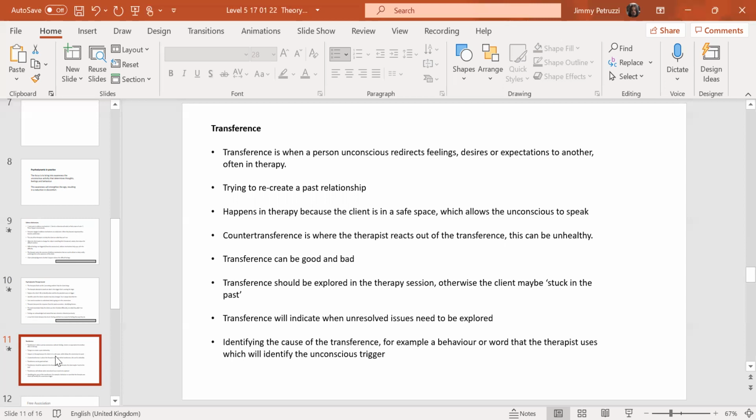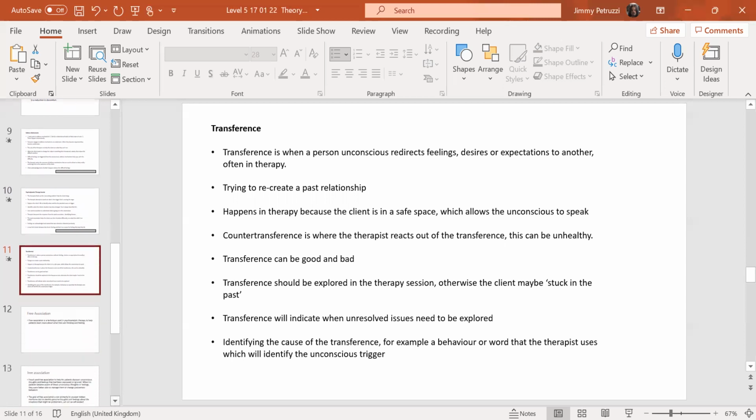Transference should be explored in the therapy session, otherwise the client may be stuck in the past. Transference will indicate when unresolved issues need to be explored. Identifying the cause of transference, for example, behavior or word that the therapist uses, which will identify the unconscious trigger.